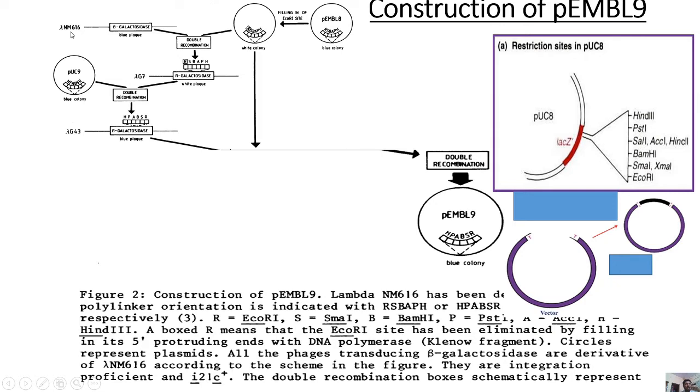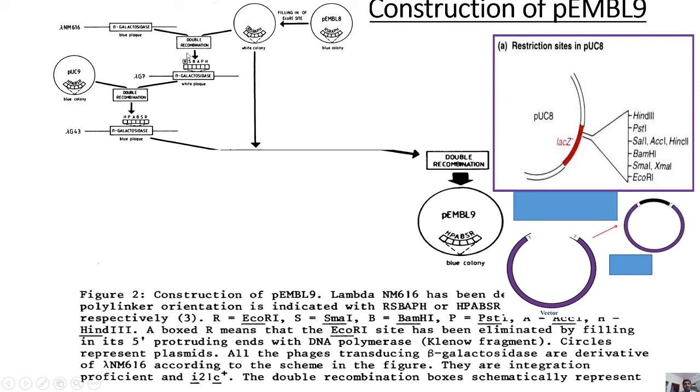Now, this lambda NM616 is another vector having a wild type lacZ region. That wild type lacZ region produces beta galactosidase, so this lambda NM616 forms blue colored plaques. But the problem is that this beta galactosidase gene, the lacZ gene in lambda NM616, doesn't have a multiple cloning site.